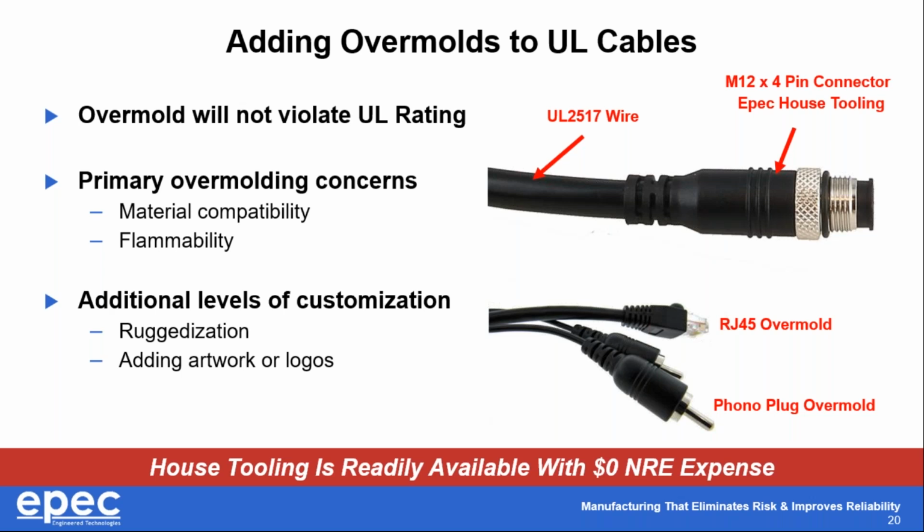So here shown are several wire designs with custom overmolds, all of which are house tools where Epec has the tooling in place and readily available, all of which can be used for a $0 NRE expense. If additional customization is needed, Epec can add artwork, logos, polarity markings, and other information to your custom overmold.